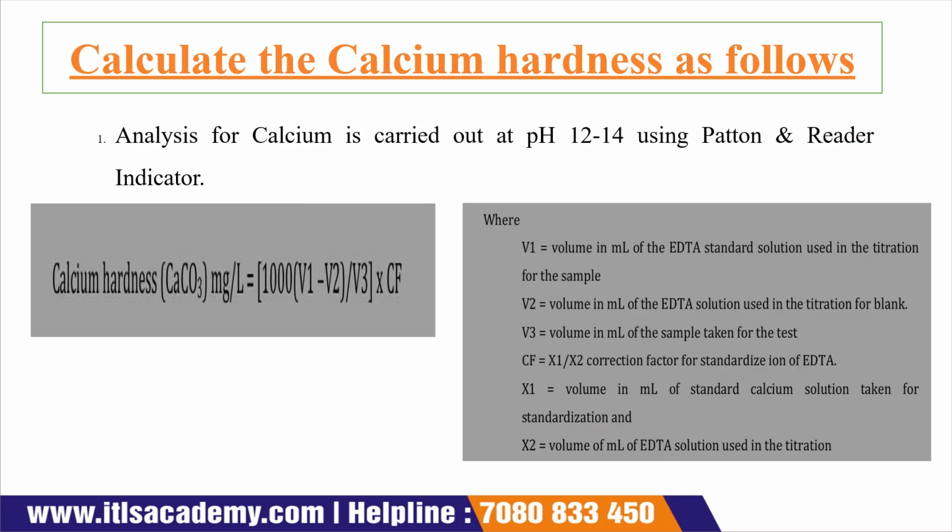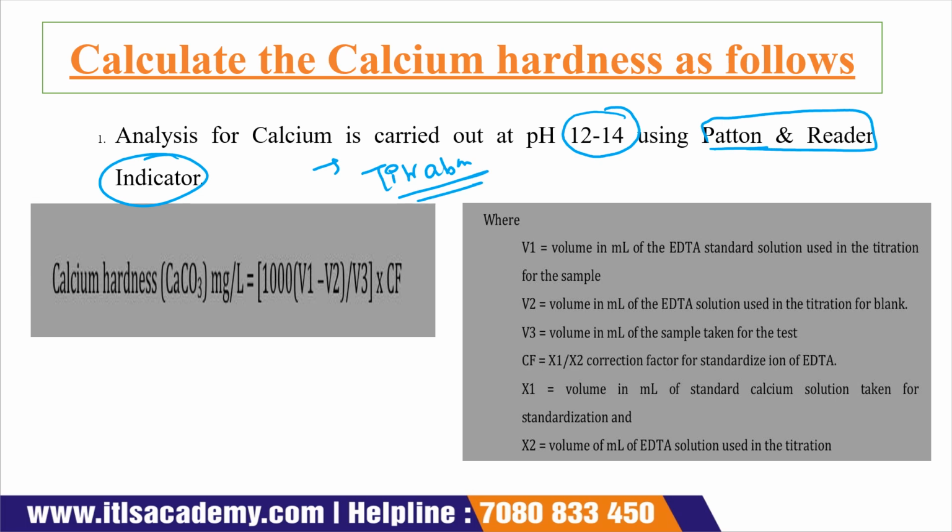Now the next is to calculate the calcium hardness as follows. Again, you have to analyze the calcium hardness. Calcium hardness is analyzed at the pH range of 12 to 14, and the indicator that we are going to use is Patton and Reeder's indicator. Again, you have to do a titration, same process, and the indicator that we use is Patton and Reeder's indicator.